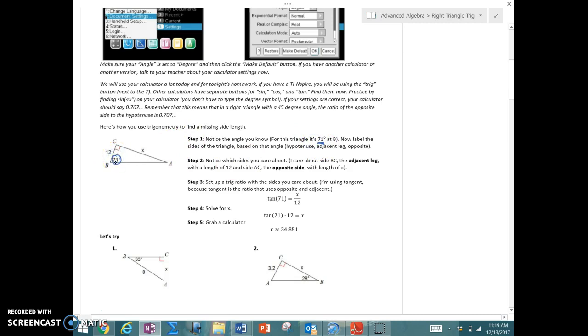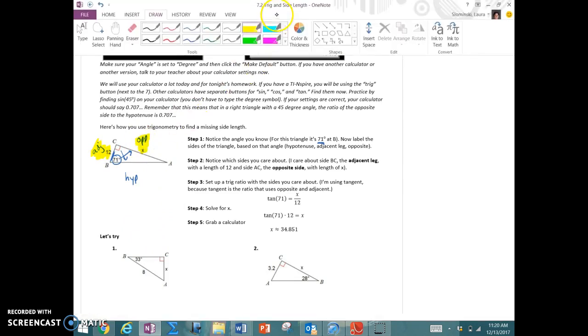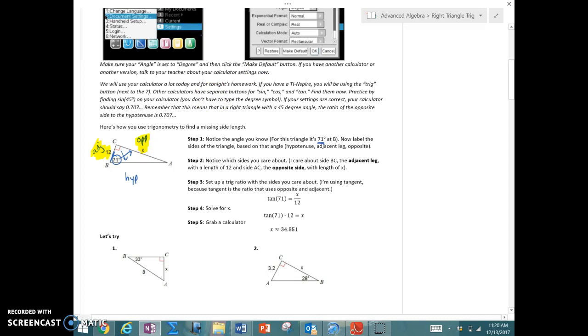And now we're going to label our triangle as we talked about. So across from the right angle is the hypotenuse. The side across from 71 is opposite, because again, 71 is the angle I care about. And by default, that side length 12 is going to be the adjacent. So step 1 is always to label those 3 sides. Step 2 says notice which sides you care about. In this case, I care about 12 because they gave it to me, so the adjacent, and I care about the opposite because that's x, and that's what they're asking me to find.